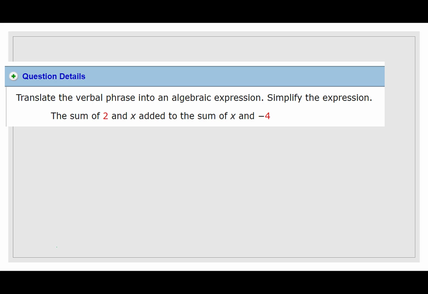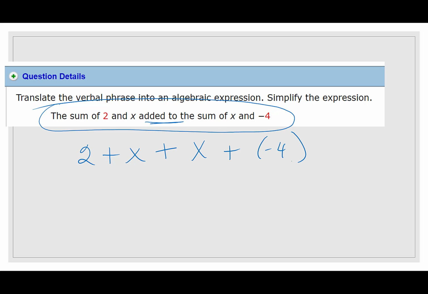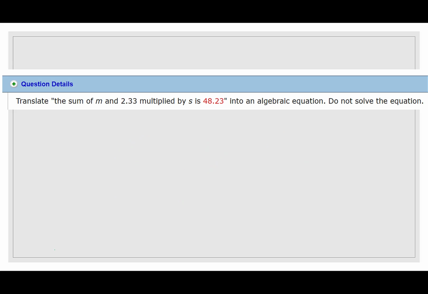Next question says translate the verbal phrase into an algebraic expression. Simplify the expression. Here's the phrase: the sum of 2 and x added to the sum of x and negative 4. So let's work this out one piece at a time. The sum of 2 and x would be 2 plus x because the word sum represents the operation of addition. Added to means another addition sign. The sum of x and negative 4 would be x plus negative 4. Now to collect like terms, x plus x is 2x and 2 plus negative 4 is minus 2, and that's your final answer.